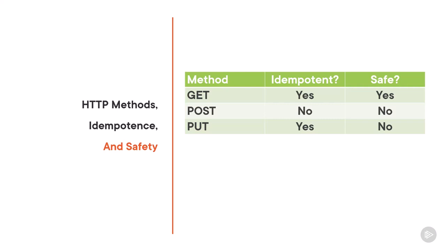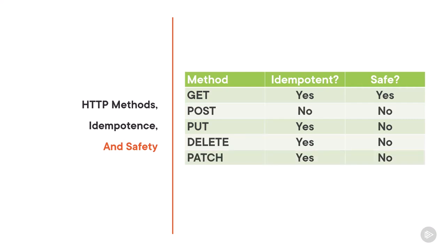PUT requests put the system into a specific state. Making the same PUT request once, twice, or many times should have the same impact on the system. But it does change state, so it's not safe. Delete, like PUT, should yield the same system state whether the request is made 1 or more times. It changes state, so it's not safe.